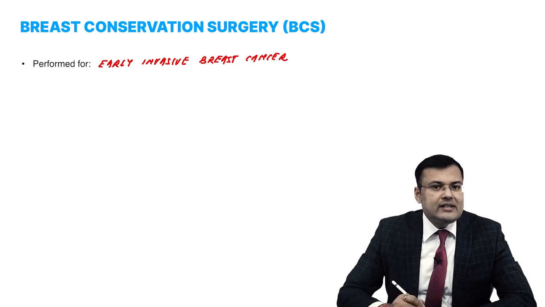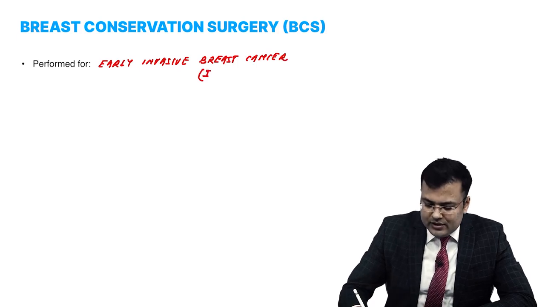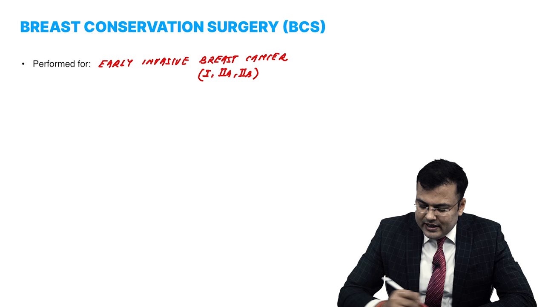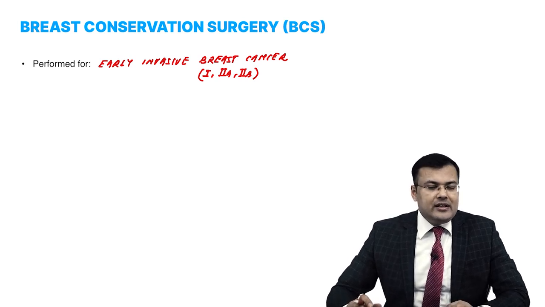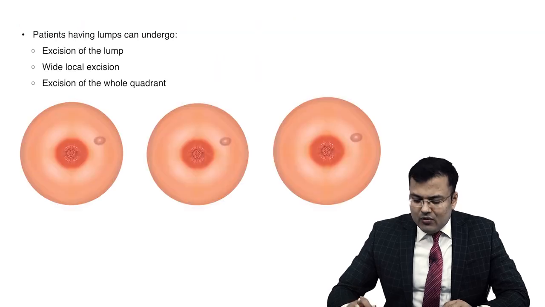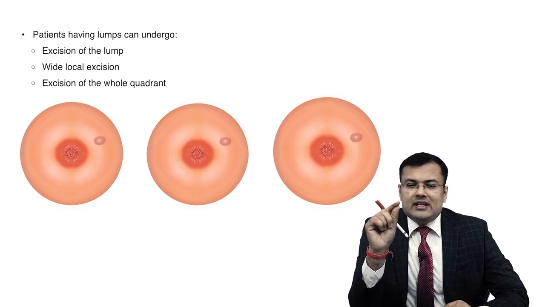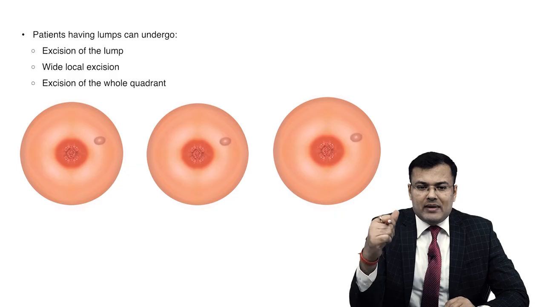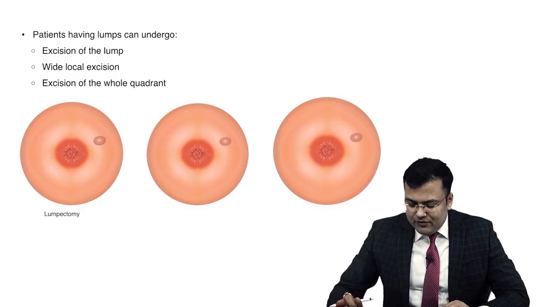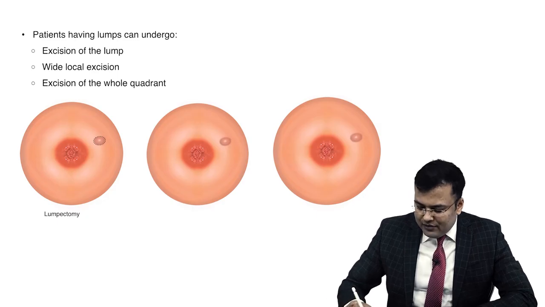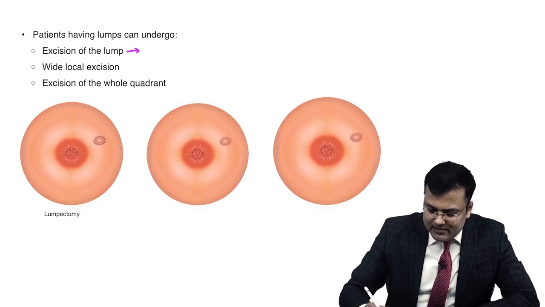In early invasive breast cancer, you know the stage is 1. So stage 1, stage 2A, 2B. Breast conservation surgery is done for early invasive breast cancer. Clear? What is done here? You have to conserve the breast tissue. Only the tumor with a little amount of tissue around the tumor is removed. Now imagine what I'm going to do. If I'm going for only excision of the lump, can you tell me what's the name? This is lumpectomy. So you just go for excision of the lump. That is known as lumpectomy.